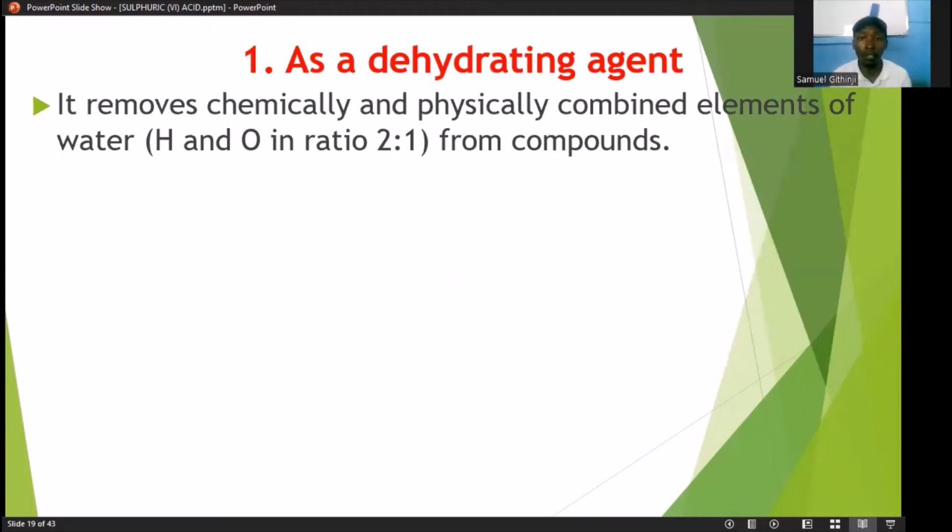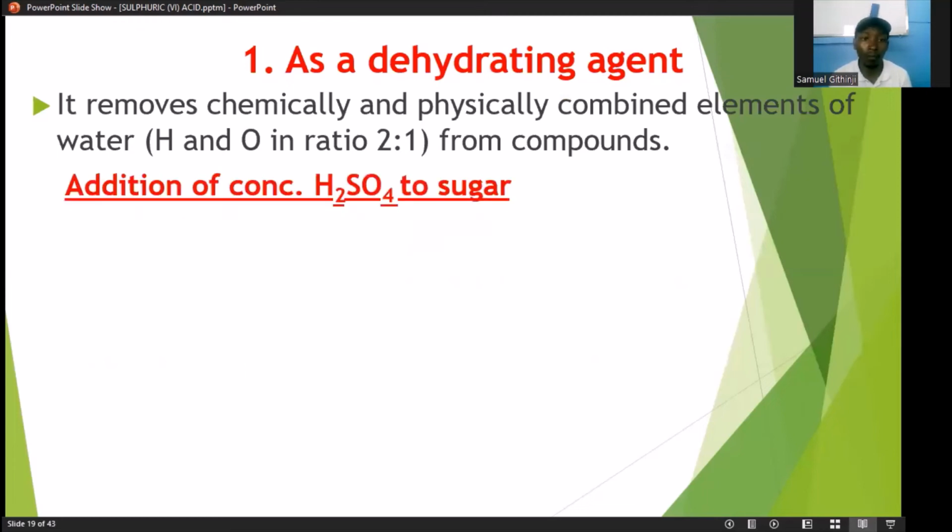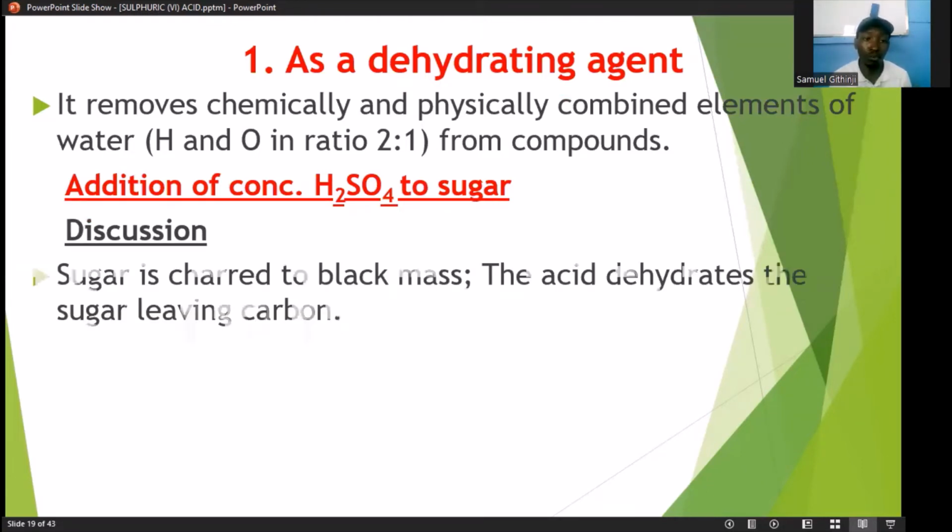Actually, it forms water of its own from chemicals. It can remove the hydrogen and oxygen from the compounds. Like if I take sugar, then I add concentrated sulfuric acid. What exactly happened? The sugar, be it the brown sugar, white sugar, I'm going to observe some black specks, or it will be churned into black mass. And what exactly is happening?